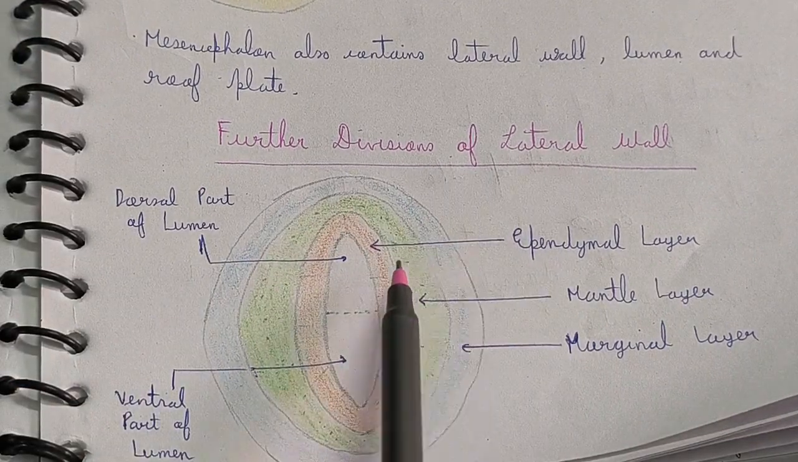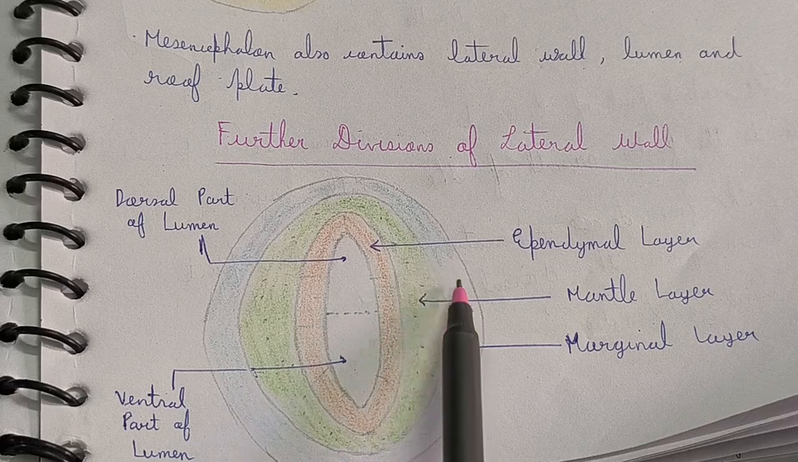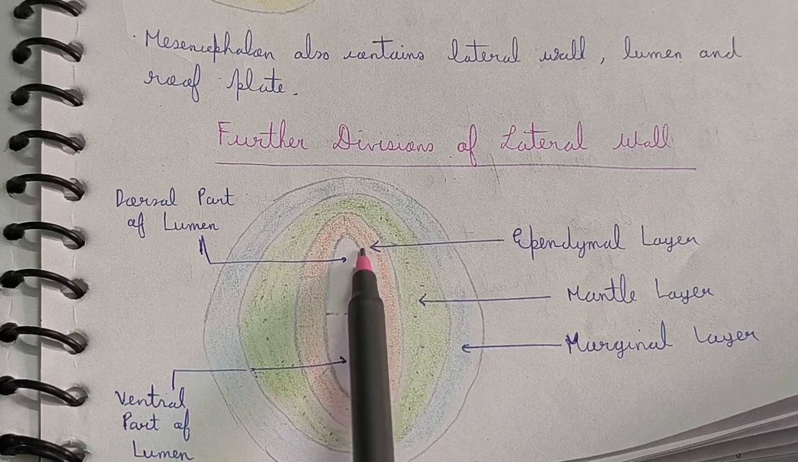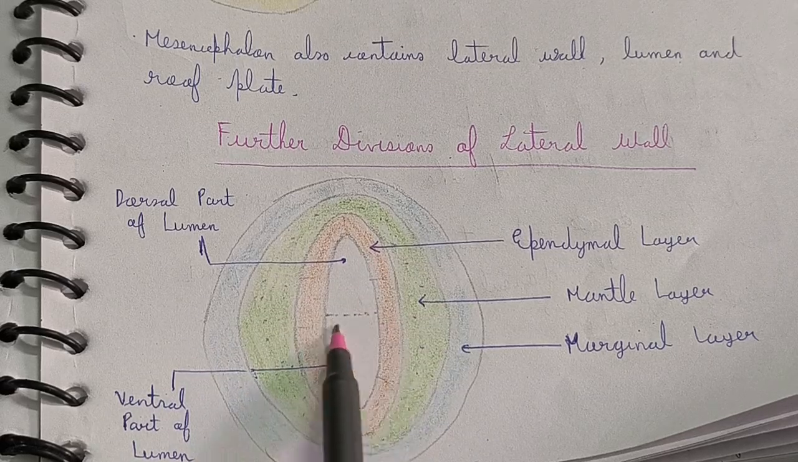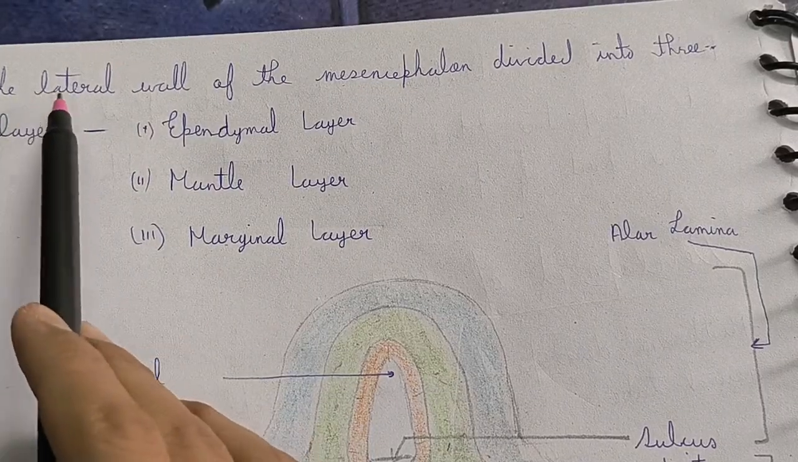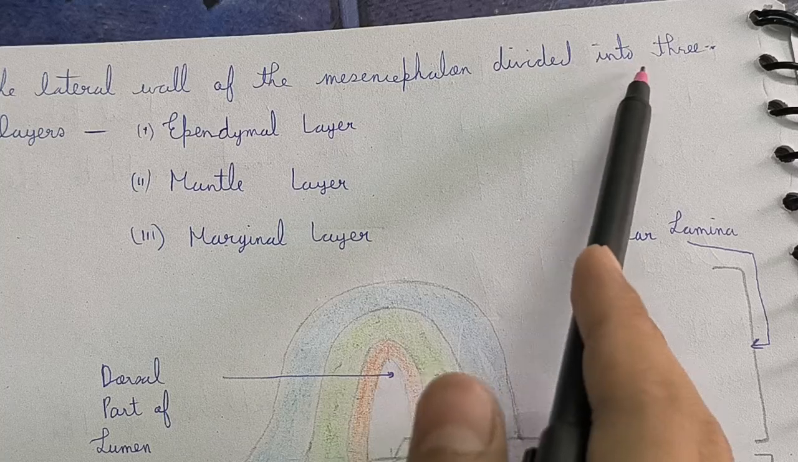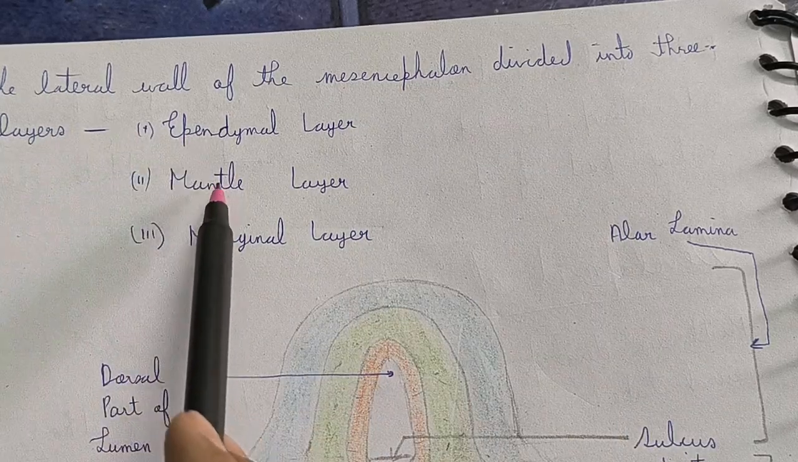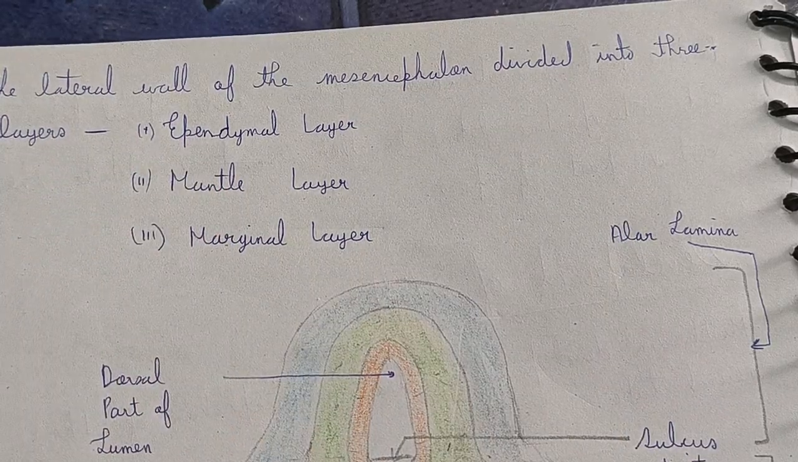Here it is divided into three layers: ependymal layer, mantle layer, and marginal layer. This is the dorsal part of the lumen, and this is the ventral part of the lumen. I have written that the lateral wall of the mesencephalon is divided into three layers: ependymal layer, mantle layer, and a marginal layer.